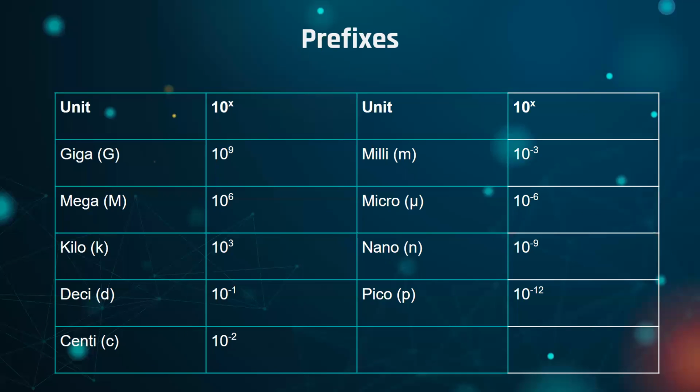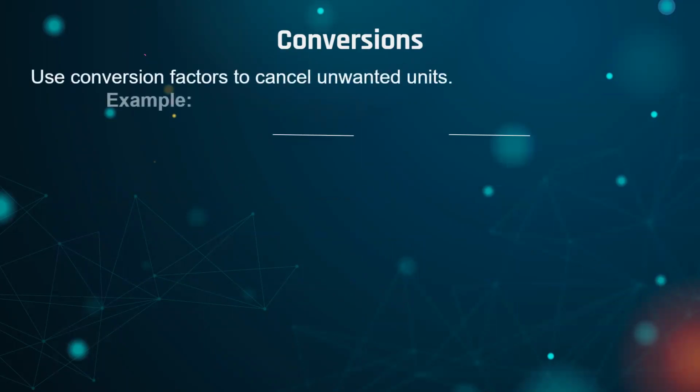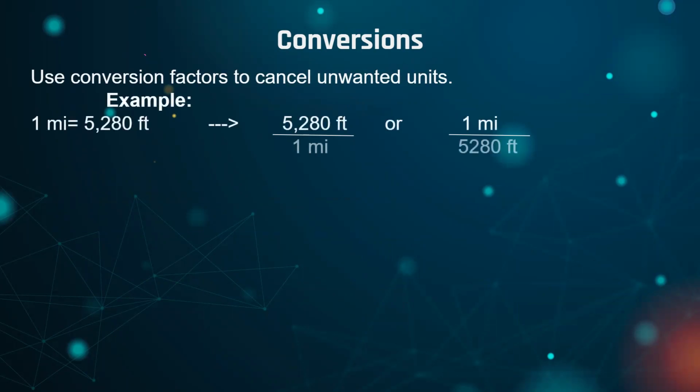But the real use of this table is to take these numbers here and figure out your conversion factors with them. That's really why it's super important to be able to use this table accurately. So let's look then at some conversions. If I want to cancel unwanted units, I need to use conversion factors to do it.